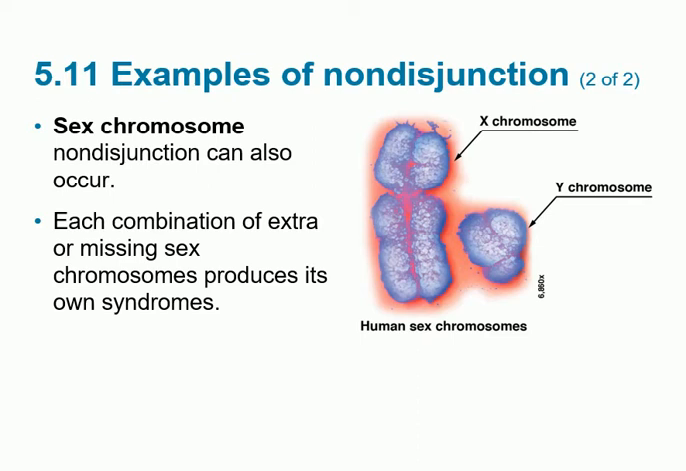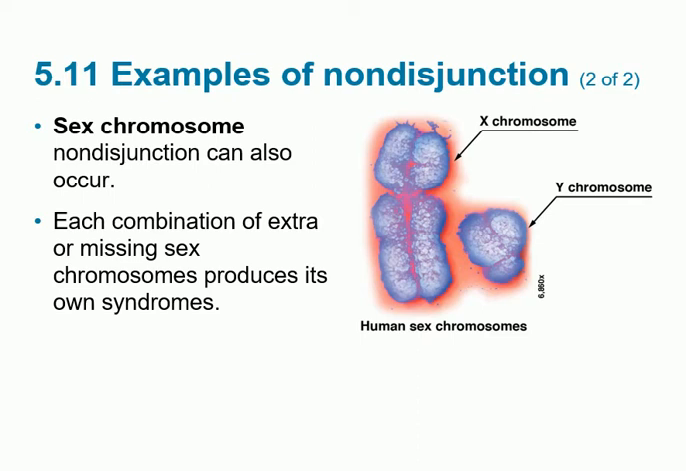What if the non-disjunction happens in the sex chromosomes? Which pair is this? Pair 23. Pair 23 is supposed to have two chromosomes, either XX or XY. So what's happening here is the same scenario, but instead of pairs 1 to 22, it happened to pair 23.